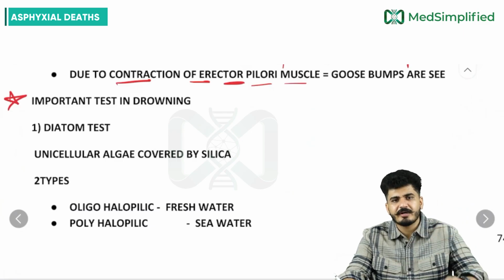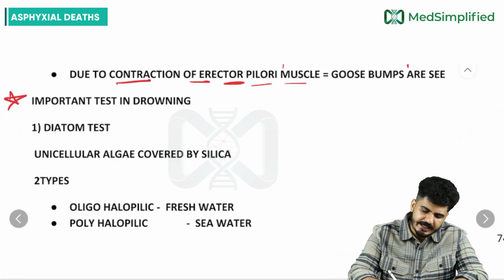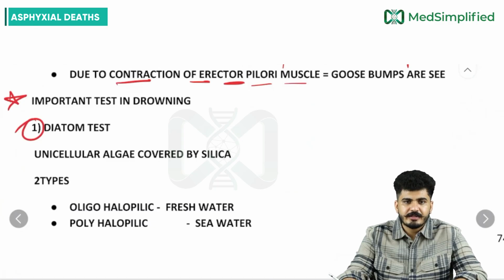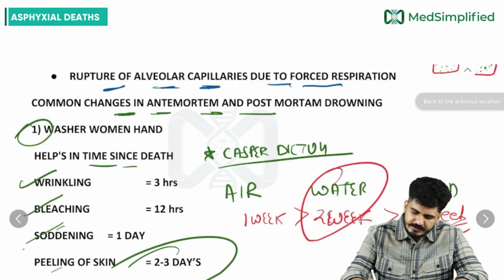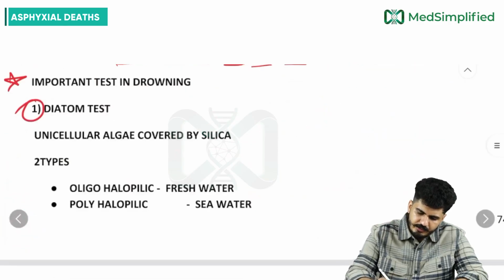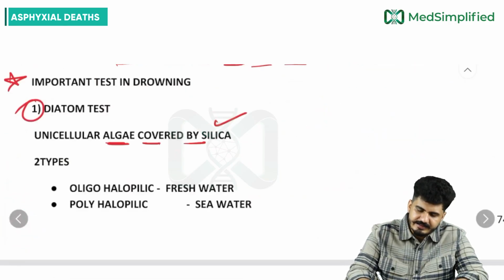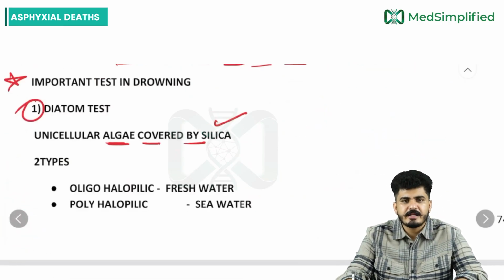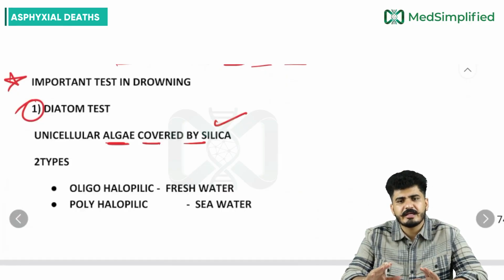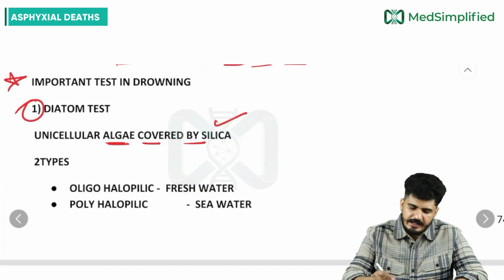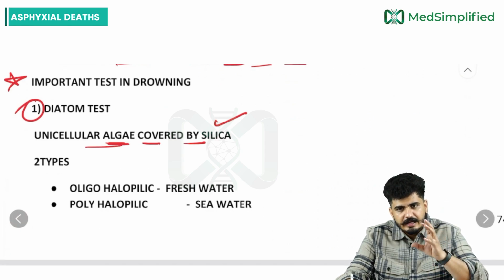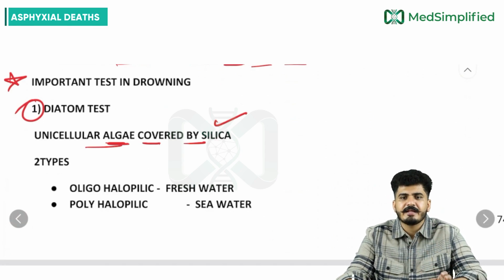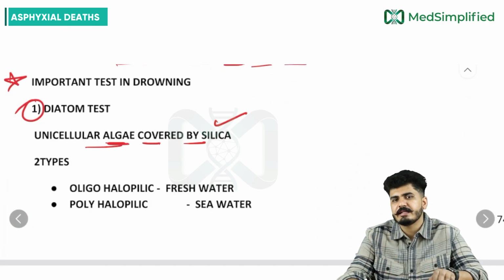Now, sir, the next thing is an important test in drowning. If we talk about the important test in drowning, we have the diatom test. So what is diatom? Diatom is a unicellular algae covered by silica. And silica is resistant to heat. That is why, even after extreme worse climatic conditions, it will be found inside the water.